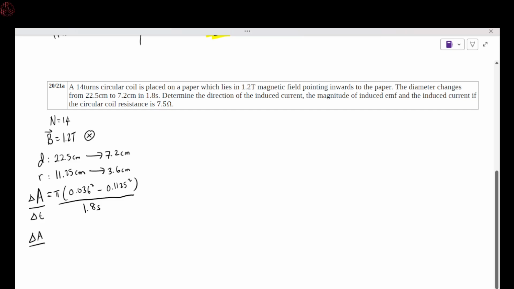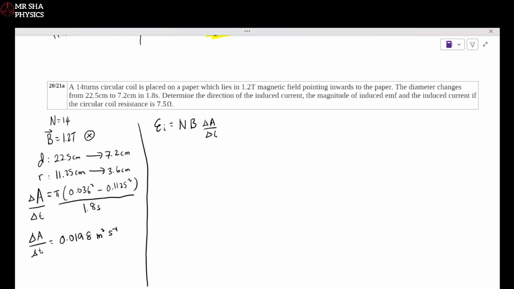So delta A over delta T is 0.0198 meter square per second, just to remind me. Okay, so now what I need to do is multiply them all: B and N, and then delta A over delta T. So my induced EMF is going to be N times B times delta A over delta T.